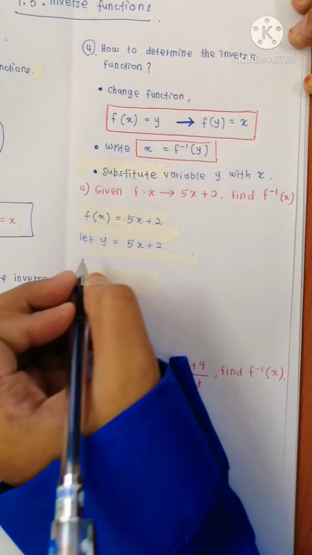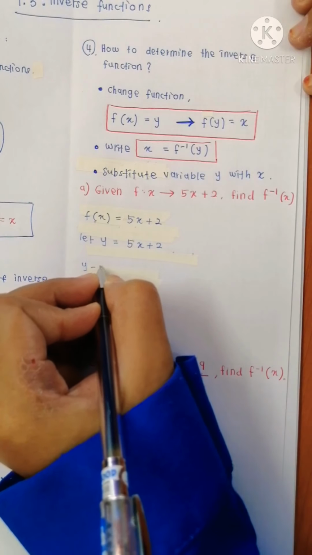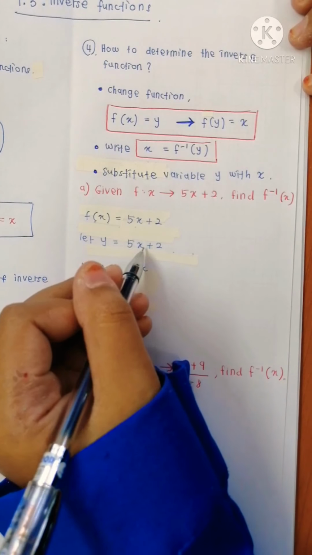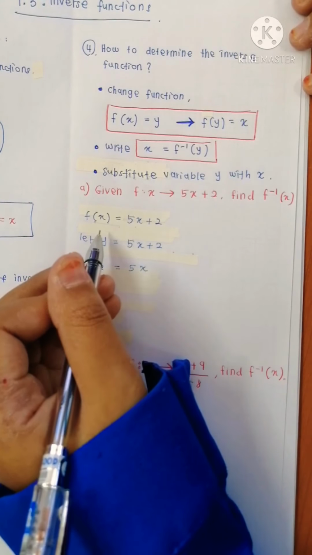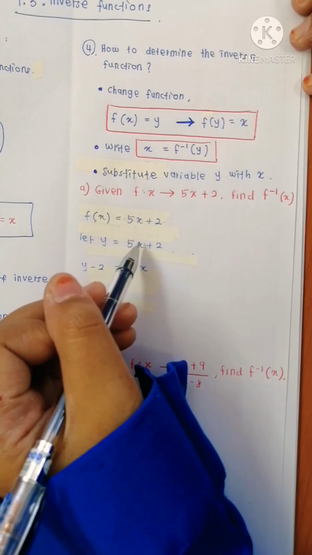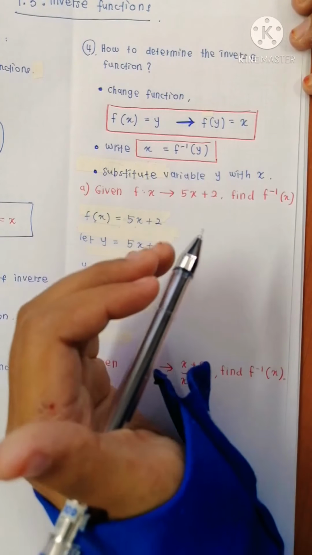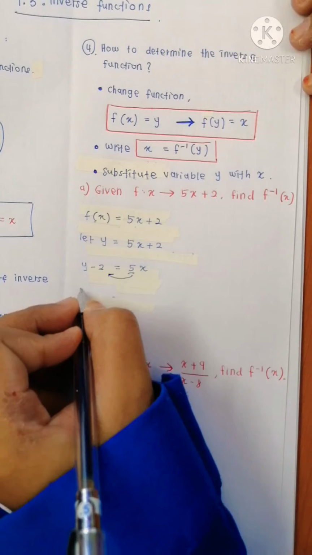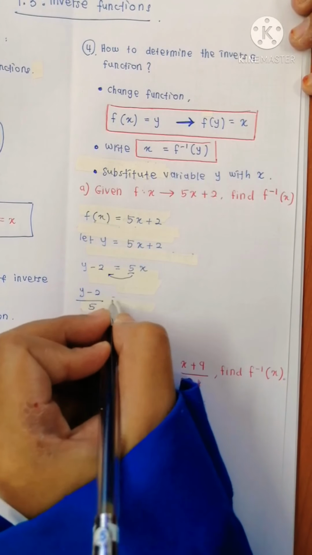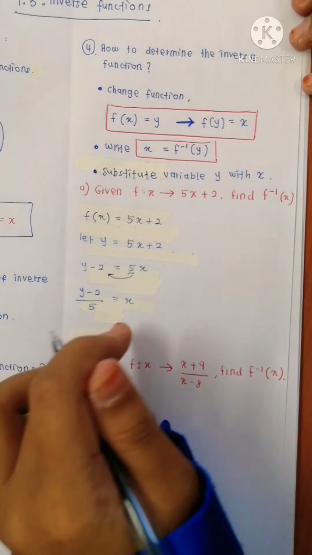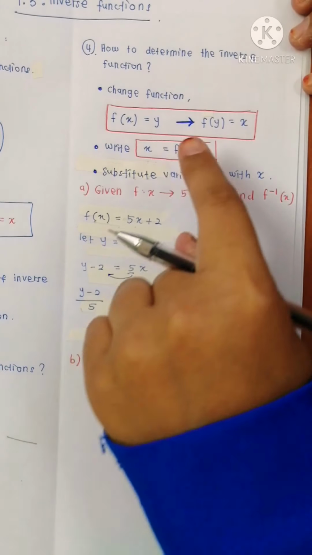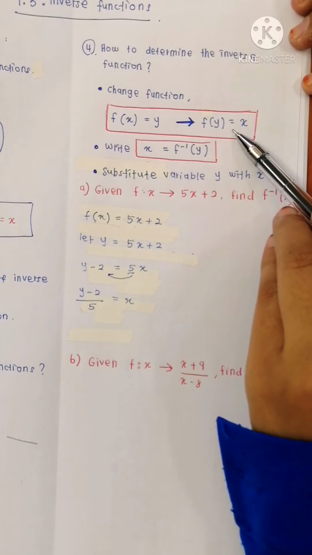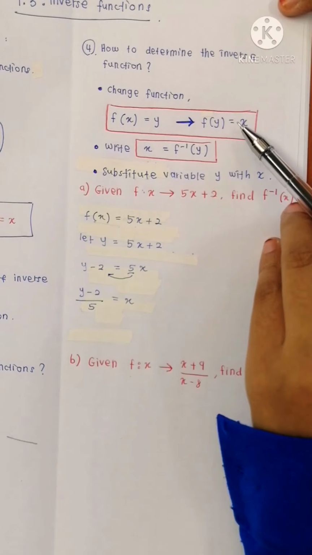So now, y minus 2 is equal to 5x. Why didn't I move 5x to the left side? Because this is already in the positive form, so let it be on the right hand side. And then 5, we bring it to the left, so y minus 2 over 5 is equal to x. Now we are done with this step, which is we already make it in the form of this one.